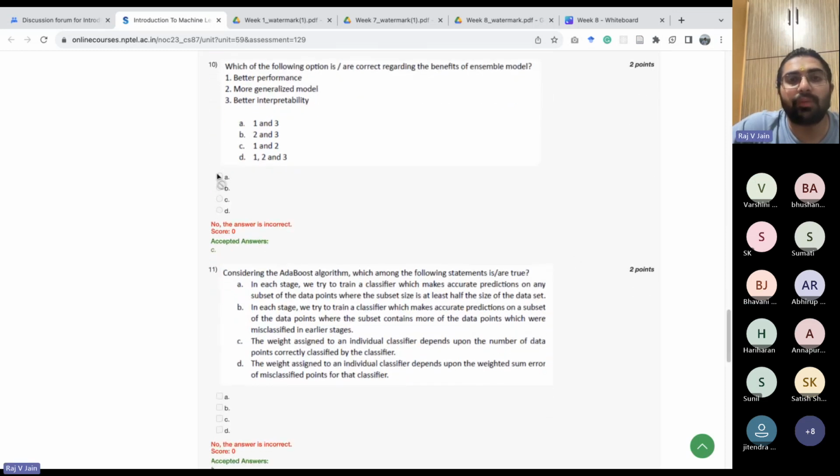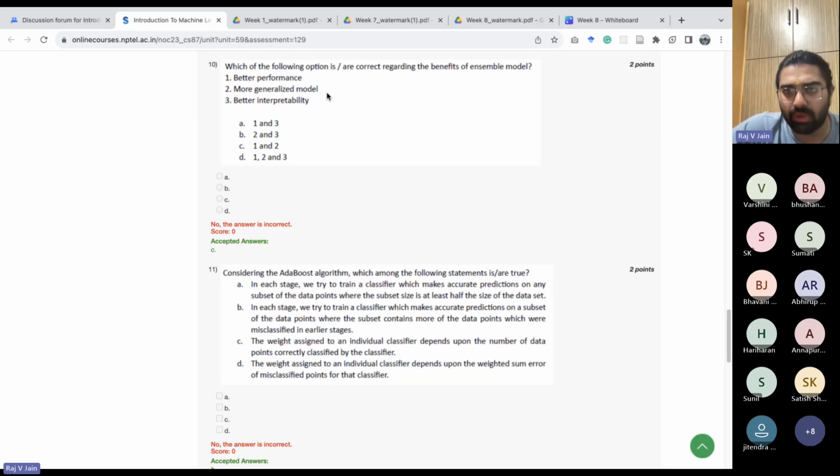Then yeah, so which of the following options are correct regarding the benefits of ensemble models? Very clearly, better interpretability is not a strong suit of ensemble models, right? So directly you can remove A, B, and D. The answer is C, right?